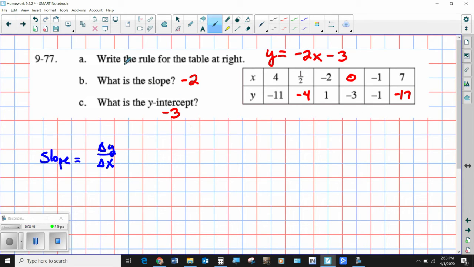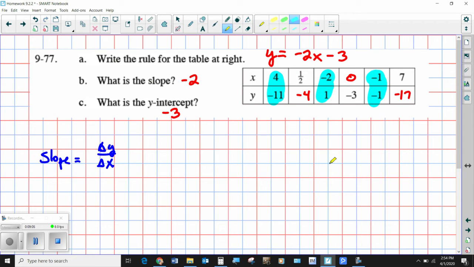We're good. All right, so write a rule for the table at the right. To figure out what the rule is, we play that silent board game. What do you do to the 4 to make it an 11? You got to do the same thing to the -2 to make it a 1, and the same thing to the -1 to make it equal to -1.